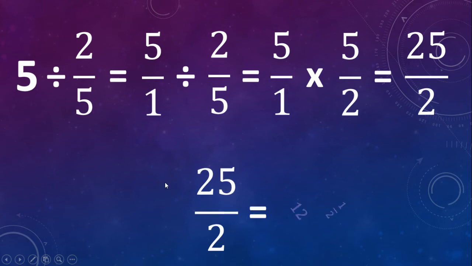How do you get rid of that? You divide. 25 divided by 2 equals 12.5. So 5 divided by 2/5 equals 12.5.